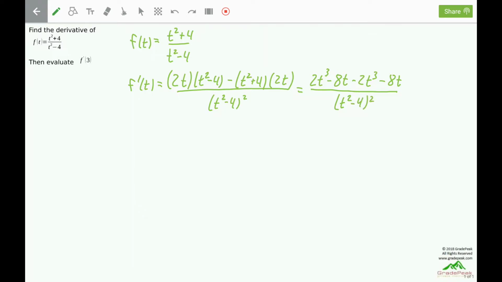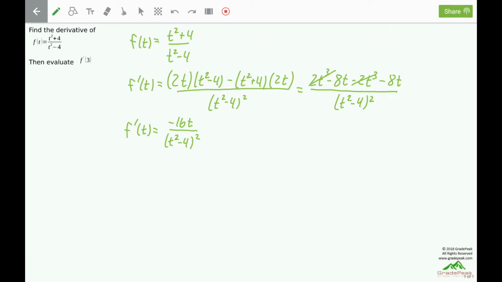In the numerator, we're going to combine like terms. A 2t cubed and a negative 2t cubed will cancel each other out, and a negative 8t and another negative 8t will combine. So the derivative, f prime of t, will be negative 16t divided by (t squared minus 4) quantity squared. So there's our derivative.